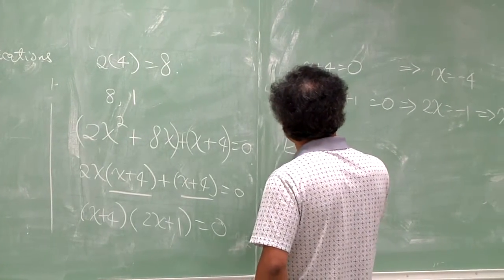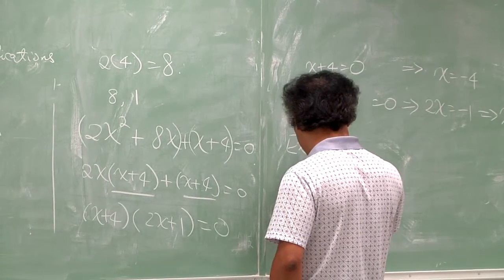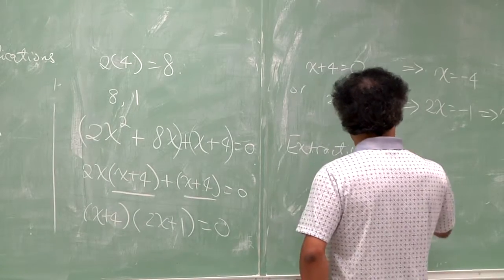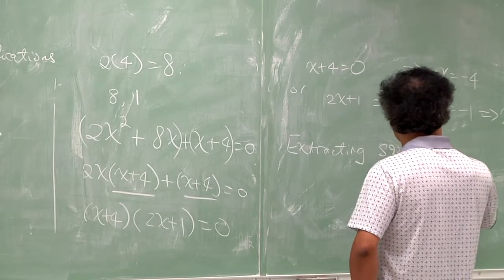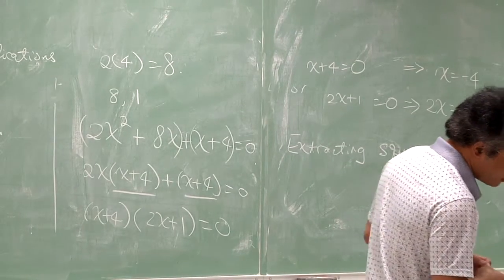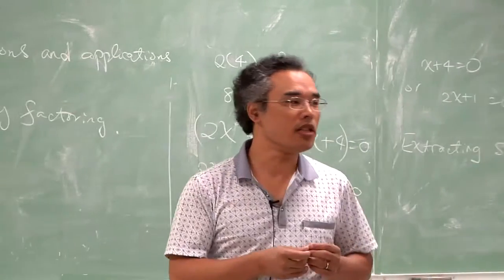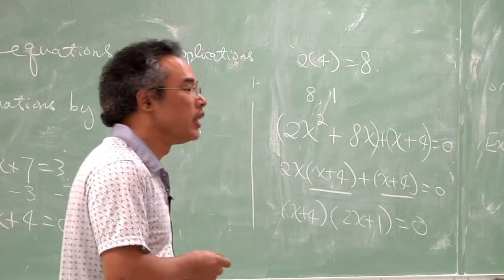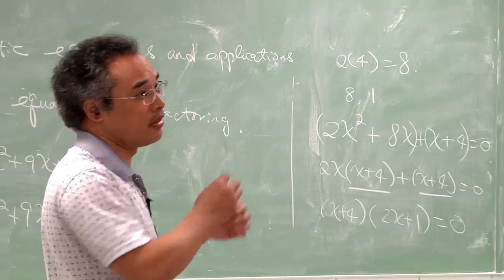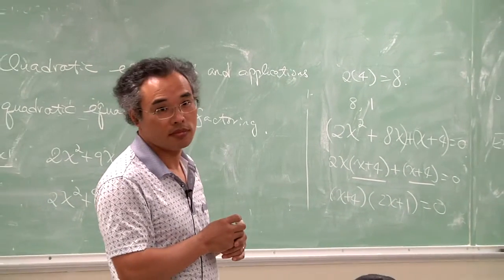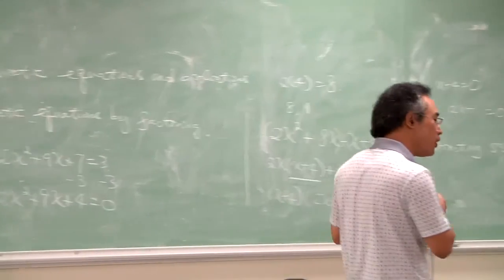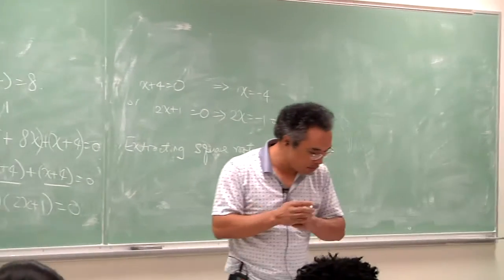So we call it extracting square root. Okay. Extracting square root. What does it mean? It means you can take the square root of an equation on both sides, and then you can use that to solve the equation, basically. And it works pretty good for some problems.